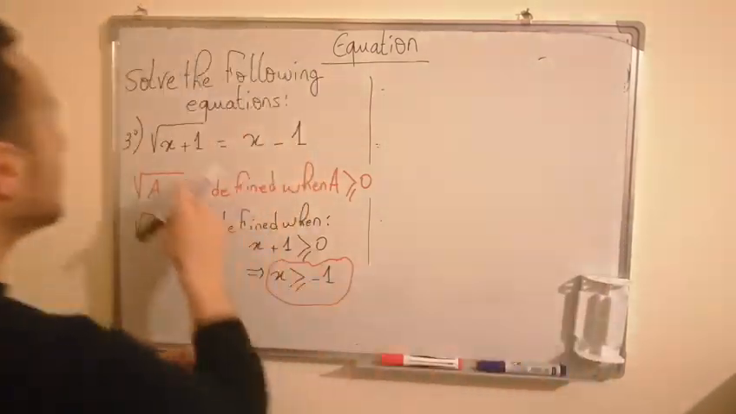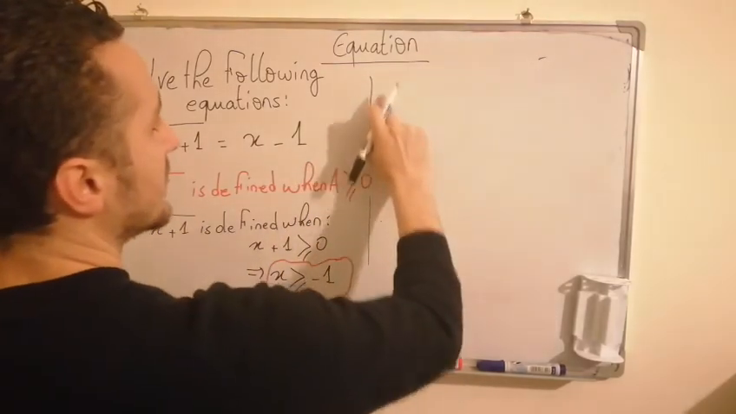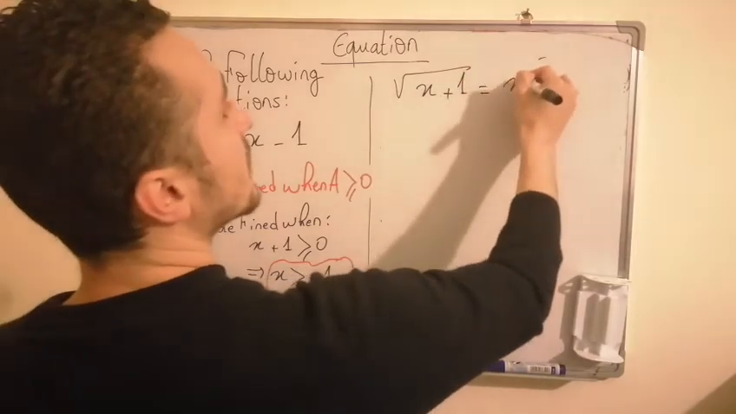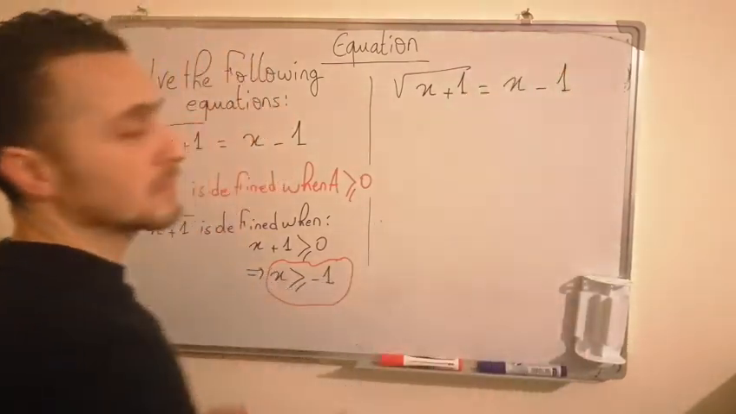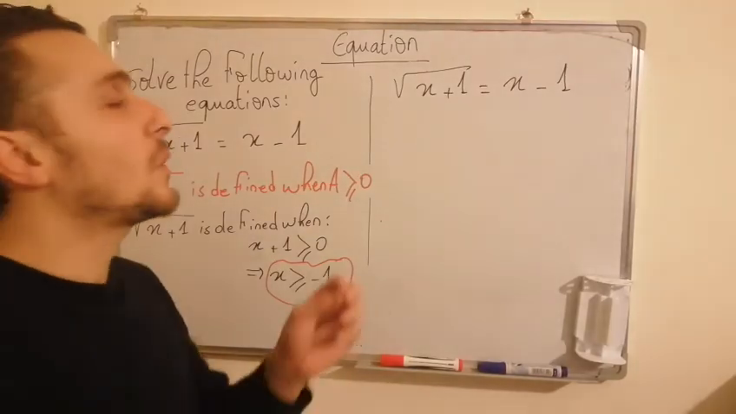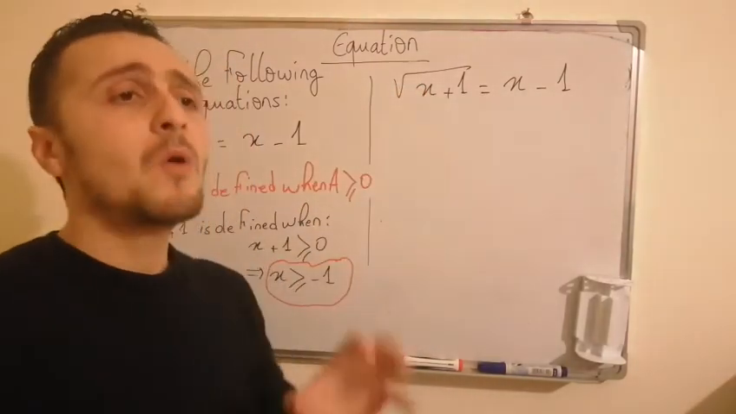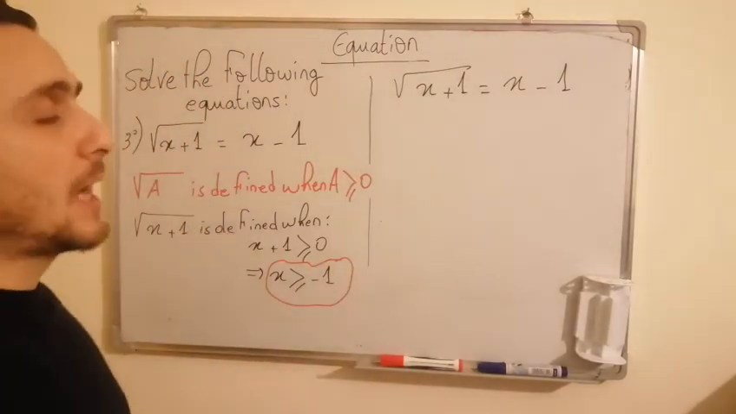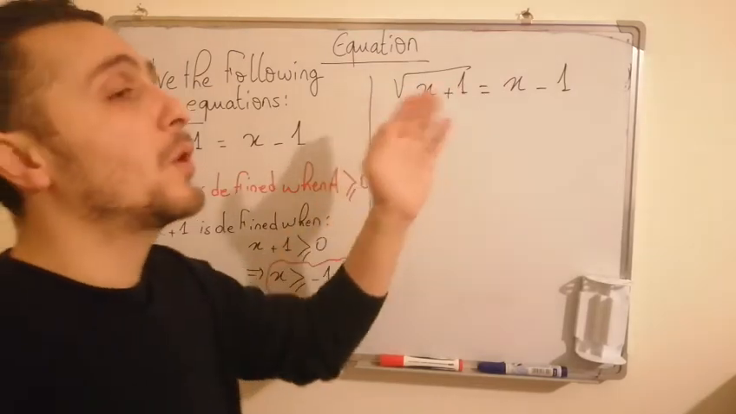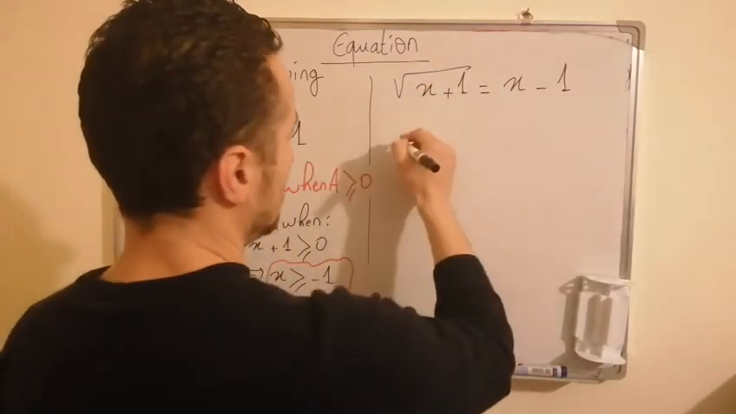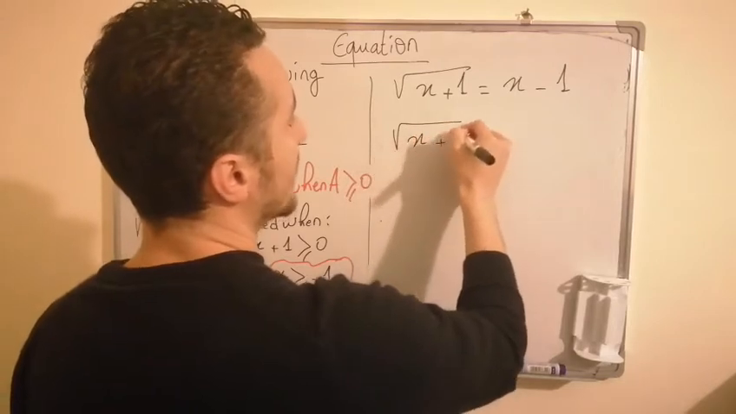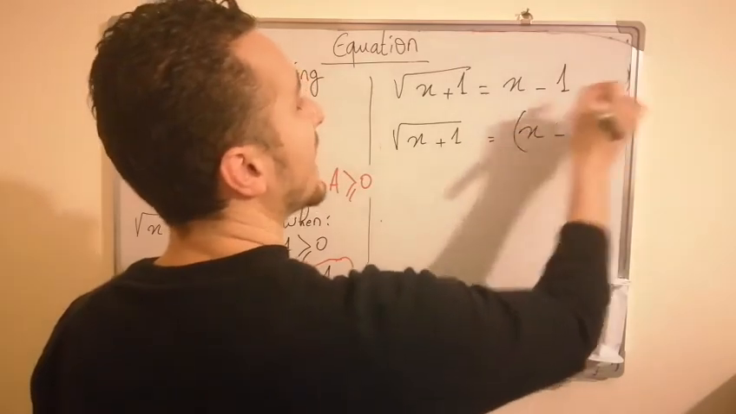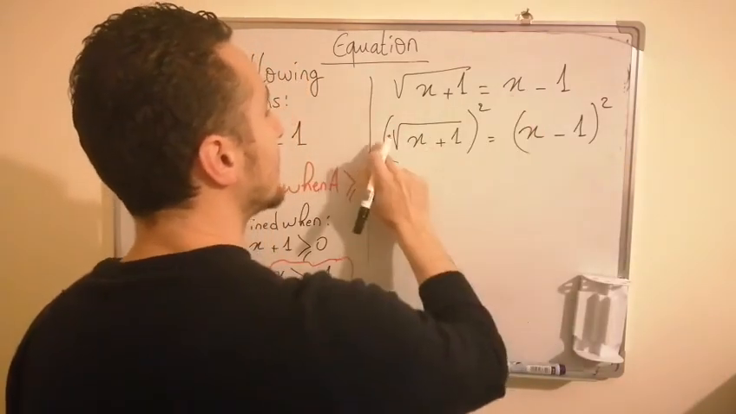We write again the given equation. It's in the form of radical x plus 1 equals x minus 1. I want to eliminate the radical. How can we eliminate this radical? By applying power 2 to both sides. We apply the square to the two sides. We can eliminate the radical.